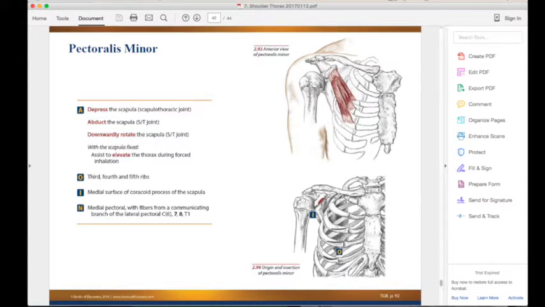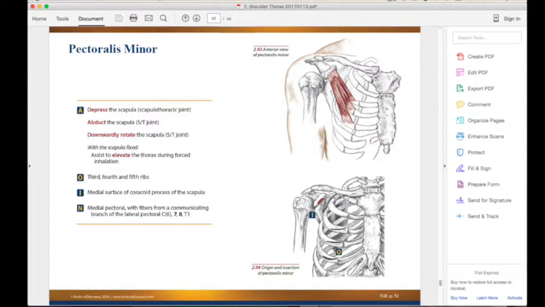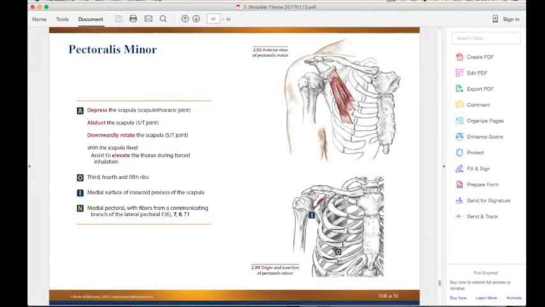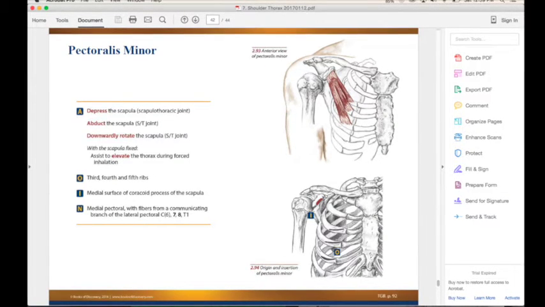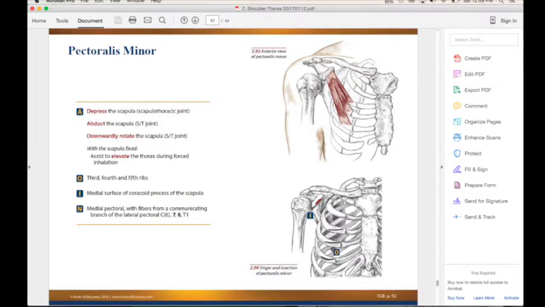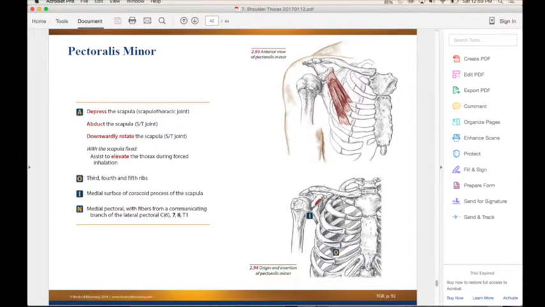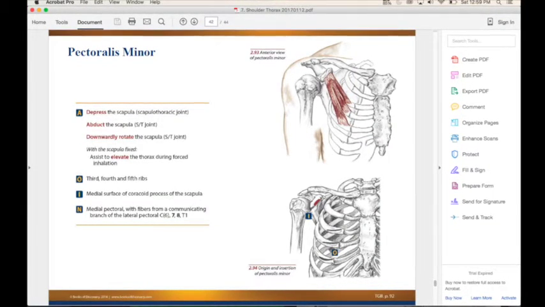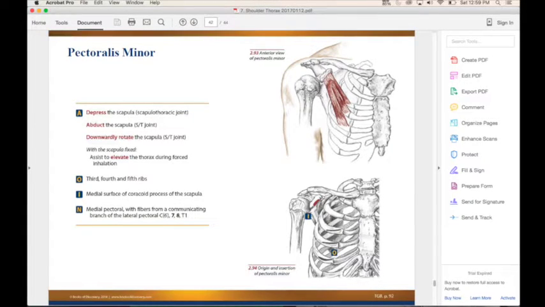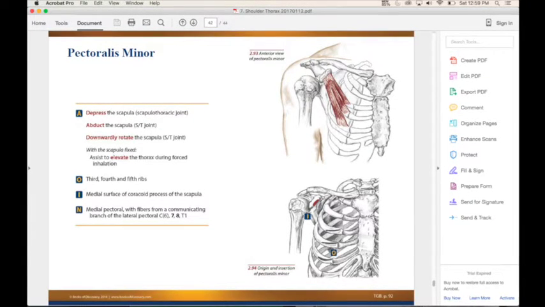Pectoralis minor. Origins: 3rd, 4th and 5th ribs, inserts medial surface of the coracoid process of the scapula. Action: depresses the scapula, abducts the scapula, downwardly rotates the scapula. With the scap fixed, assists to elevate the thorax during forced inhalation.